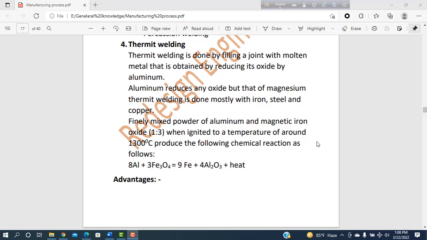Thermit welding is done mostly with iron, steel and copper. It uses a mixed powder of aluminium and magnetic iron oxide. The aluminium to iron ratio is 1:3 for thermit welding. When ignited to a temperature of around 1300 degrees centigrade, it produces the following chemical reaction: 8 aluminium plus 3 ferrosoferric oxide equals 9 iron plus 4 aluminium oxide, alumina, plus heat.